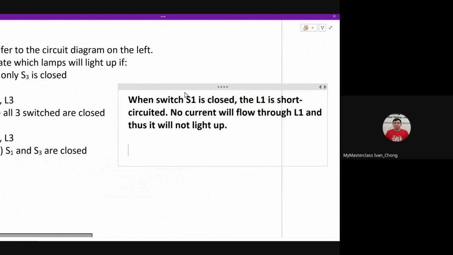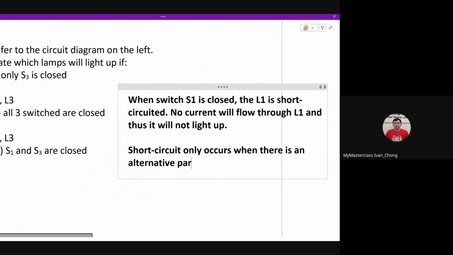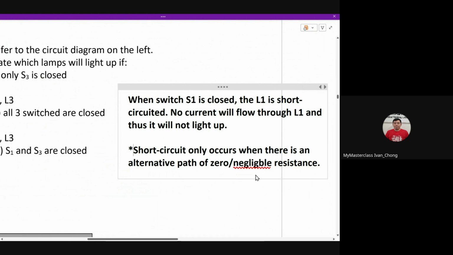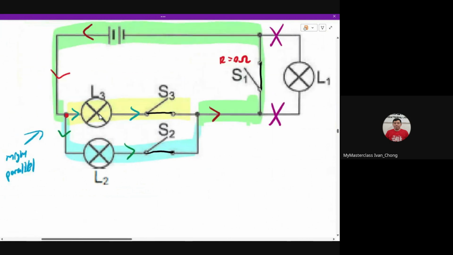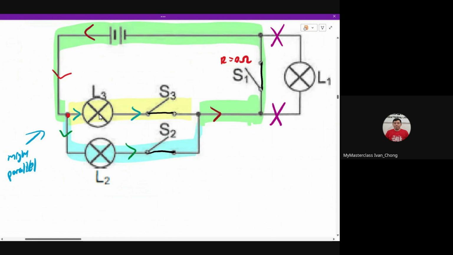Your short circuit, basically, the resistance must be the word 0 or the word negligible. Okay, so this is a condition for it to trigger. I spelled it wrongly. Okay. So you can see over here that now you must have 0 resistance for you to be short-circuited.